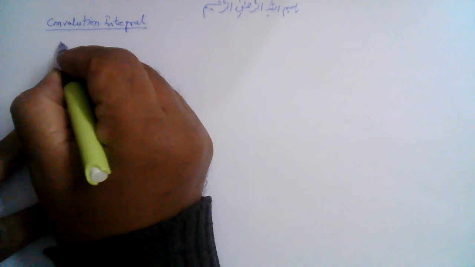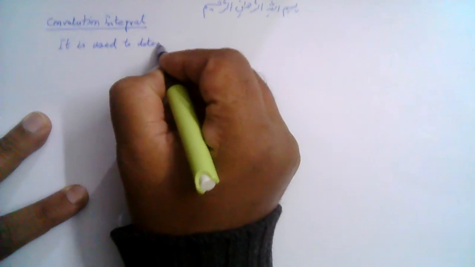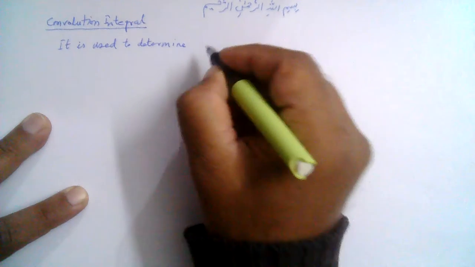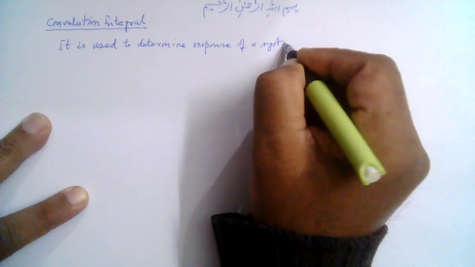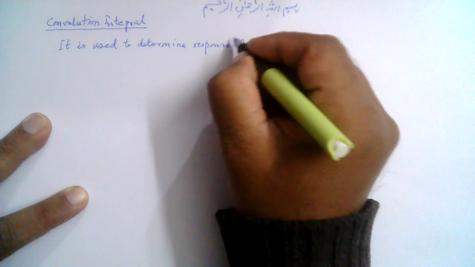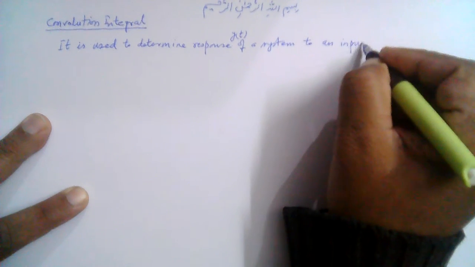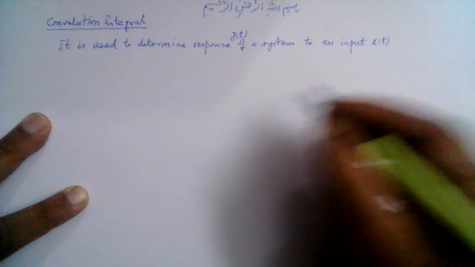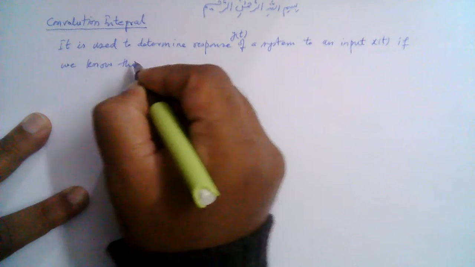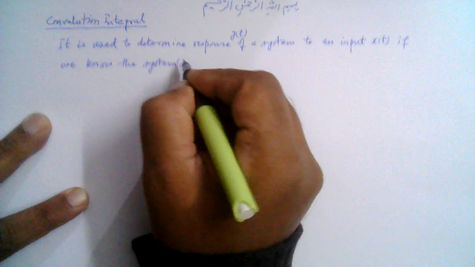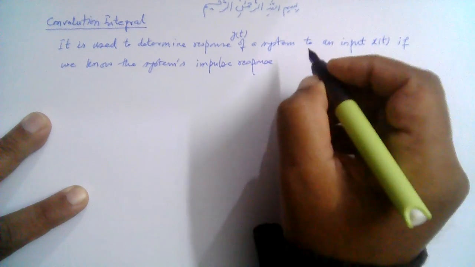The convolution integral is an important integral that we evaluate in electrical engineering. Convolution integral is used to determine the response y of t of a system to an input x of t if we know the system's impulse response, h of t, right?